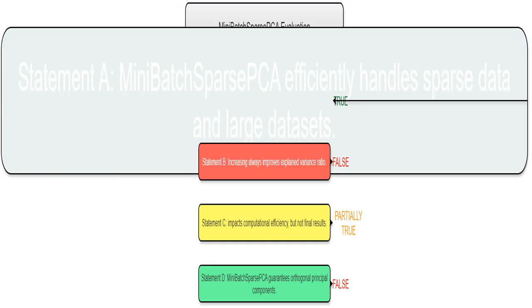I find this statement true. MiniBatchSparsePCA is specifically designed to work efficiently with sparse data with many zero values, which is common in gene expression analysis. Its MiniBatch approach allows it to process massive datasets that might not fit into your computer's memory all at once, by processing the data in smaller chunks.